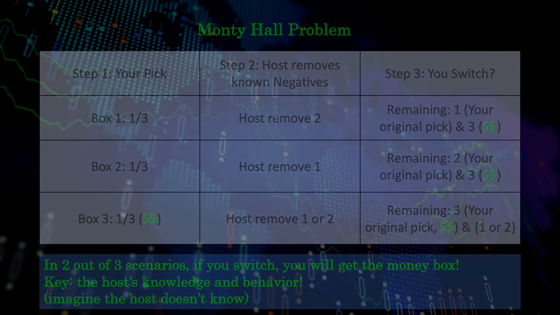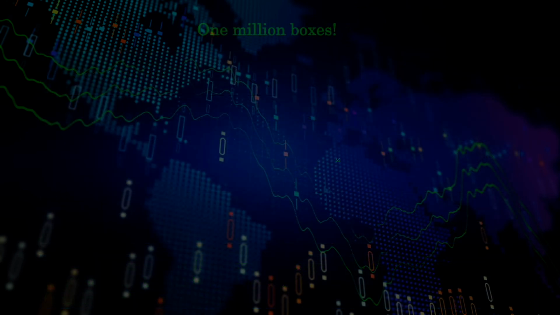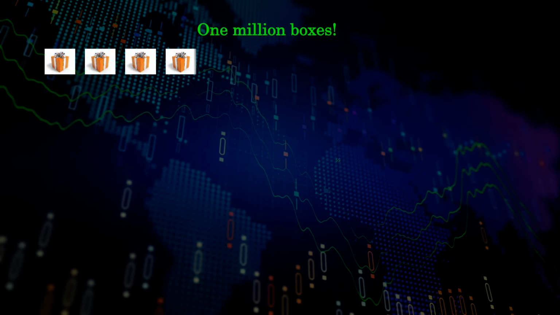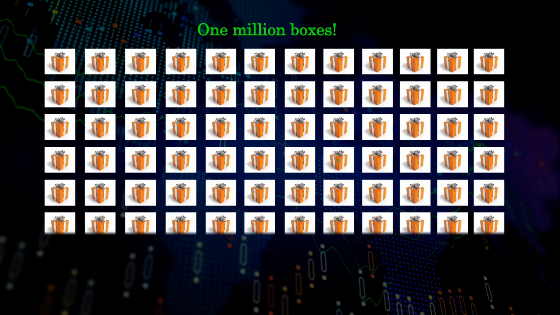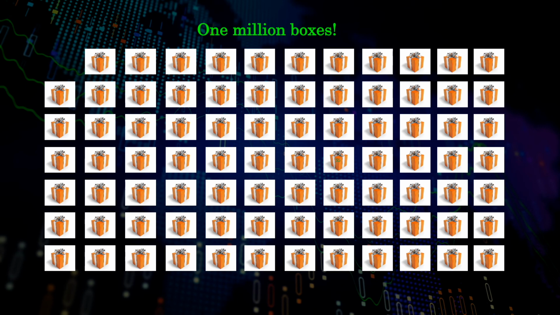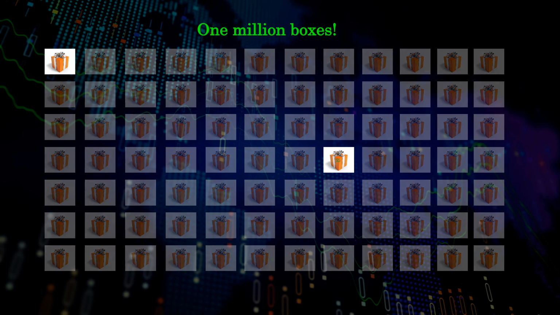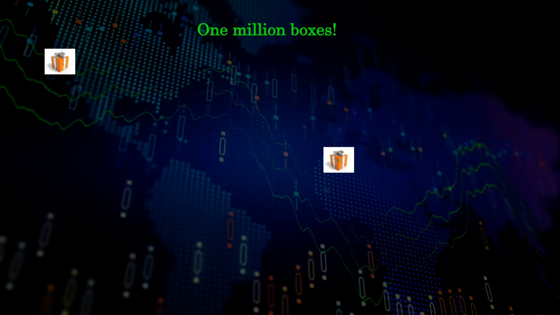There is another way to think about this problem, which is to use extreme scenario analysis, just like in physics. Instead of 3 boxes, imagine there's 1,000,000 boxes. You randomly pick one of them, just like before in the case of 3 boxes. Then, in step 2, the host removes 999,998 out of the remaining 999,999 boxes that he knows do not contain the money. So he keeps just one out of 999,999 boxes that does have the money in it.